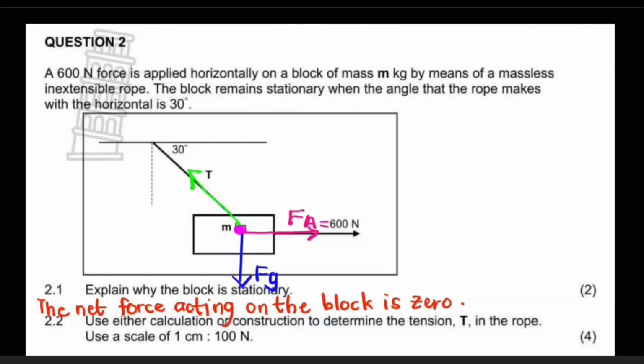Now question 2.2 says, use either a calculation or a construction to determine the tension T in the rope. Now if you are going to construct, what exactly are you going to do? You will have to create a closed vector diagram, which is going to be a triangle. And here they want you to use a scale, which is 1 centimeter is equal to 100 newtons.